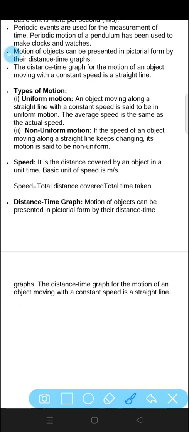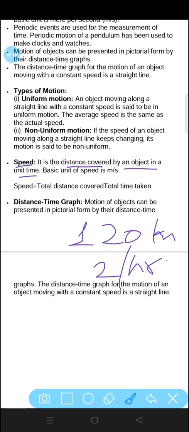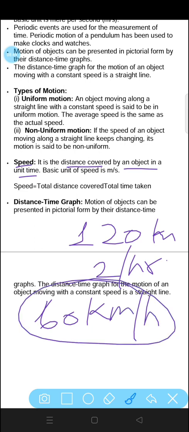Now let's talk about speed. Speed is the distance covered by an object in a unit time. If a vehicle covers 120 kilometers in 2 hours, then the speed of the vehicle is 60 kilometers per hour. This is how speed is denoted. Speed is equal to total distance covered upon total time taken. So this will be the formula of speed: total distance covered by total time taken.